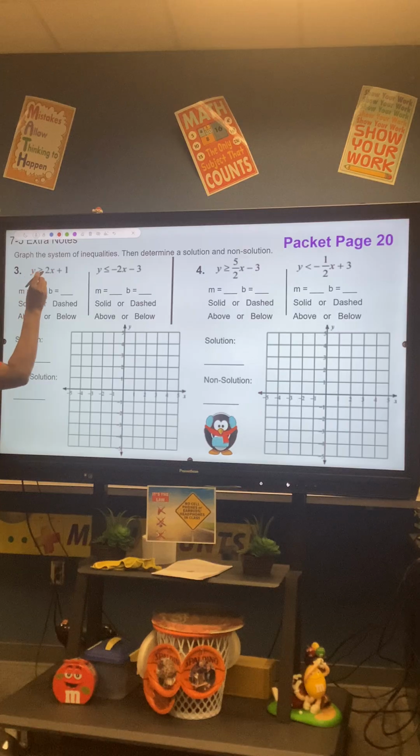All right. So y is greater than or equal to 2x. So I'm going 2 over 1. My y-intercept is going to be 1. It is greater than or equal to, so it has a solid line underneath. It should be a solid line. If it's greater than, it should be above.